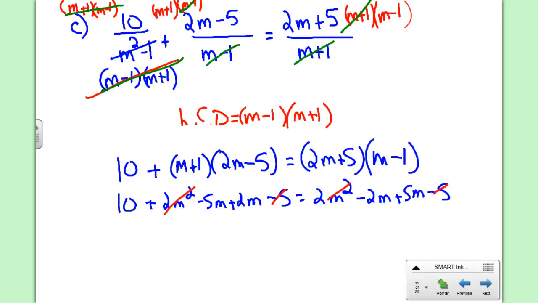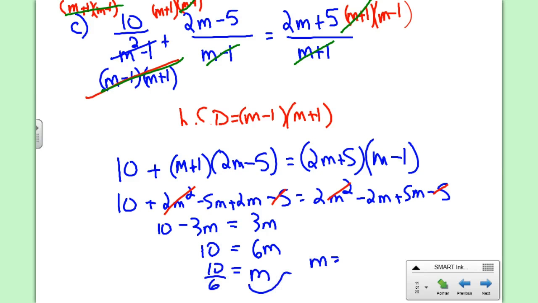So what are we going to have? If I bring everything to one side, let's simplify this. So I've got 10 and minus 3m on this side, and on this side I've got minus 2m and 5m, which is 3m. So I really get 6m is equal to 10. So that means m equals 10 over 6. Oops, that can be simplified. So that's going to be 5 over 3. And that doesn't conflict with my non-permissible value, so all is good.